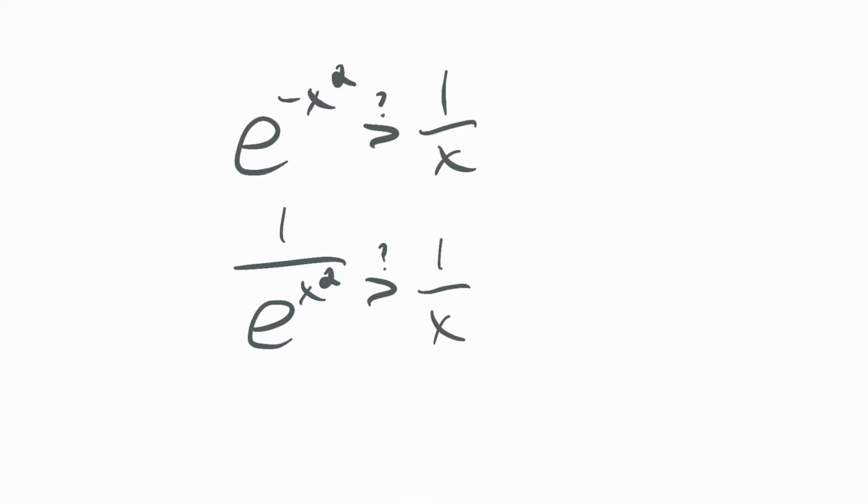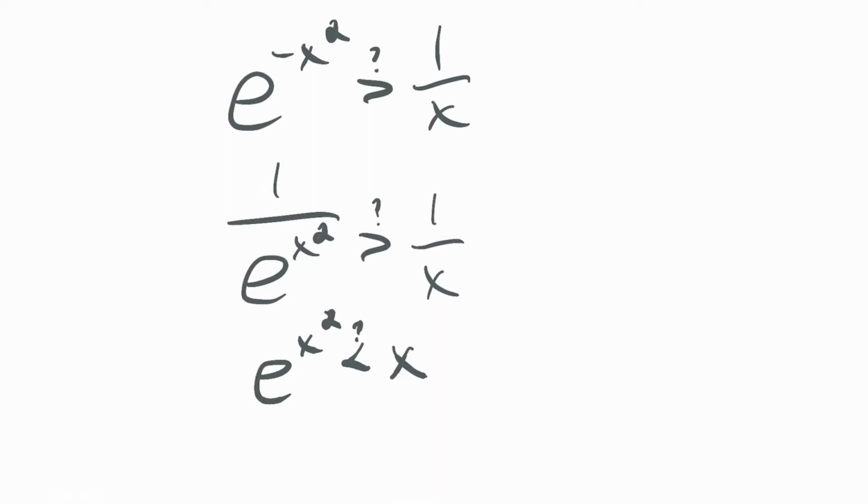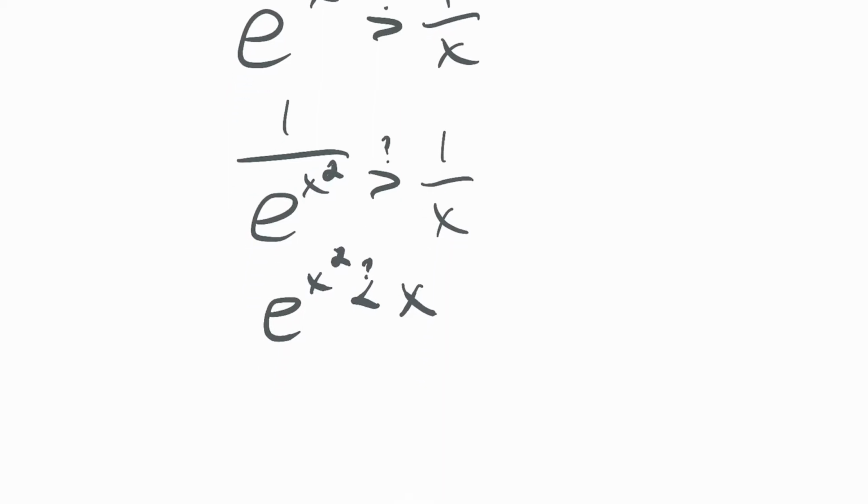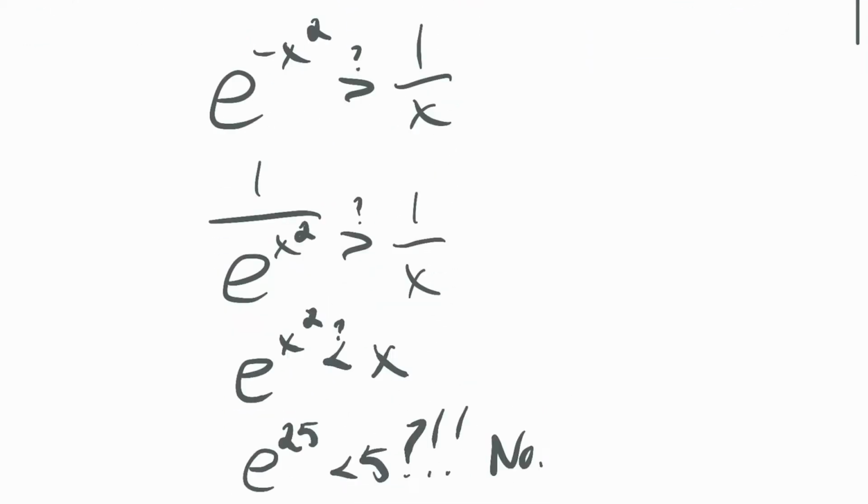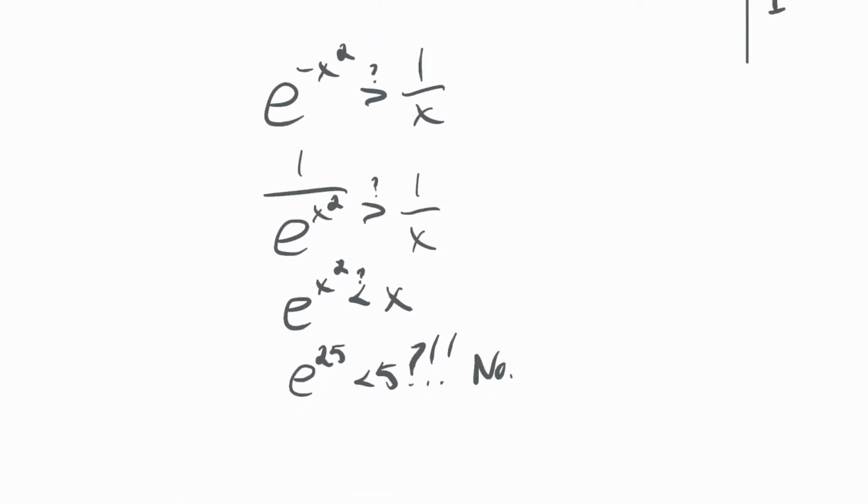Okay, so e to the x squared less than x, question mark? If you look at that and think about it, well, no. If you even put in a 2 or a 5, right? E to the 25th power is less than 5? No, of course not. That's not true. So I've already found an example where this does not work. So that's just not true.